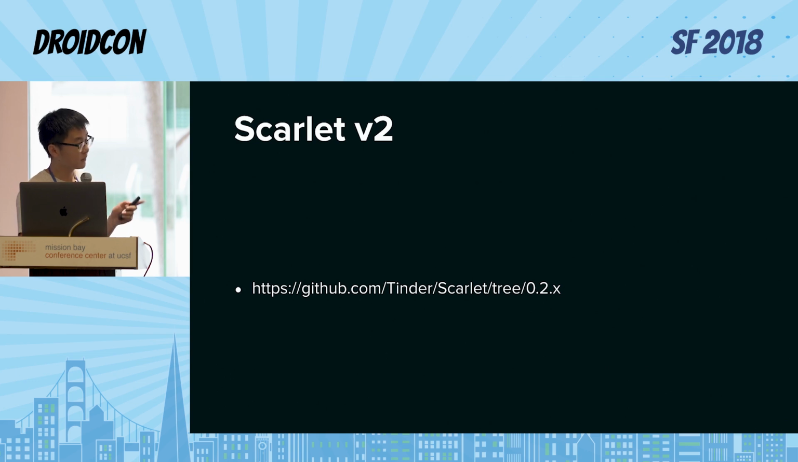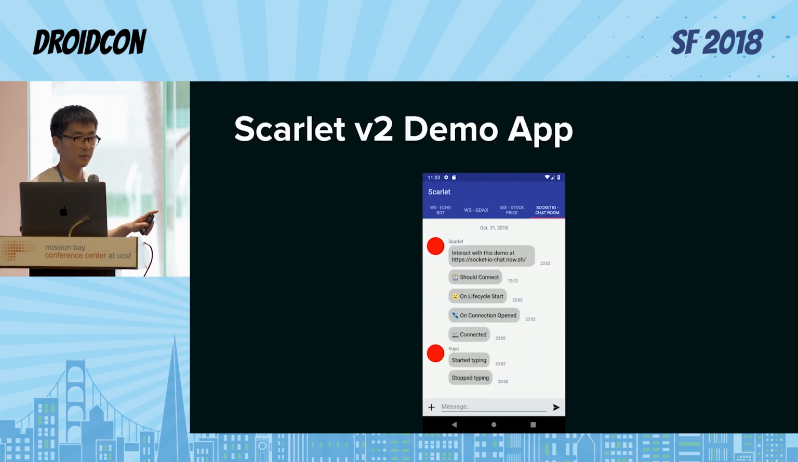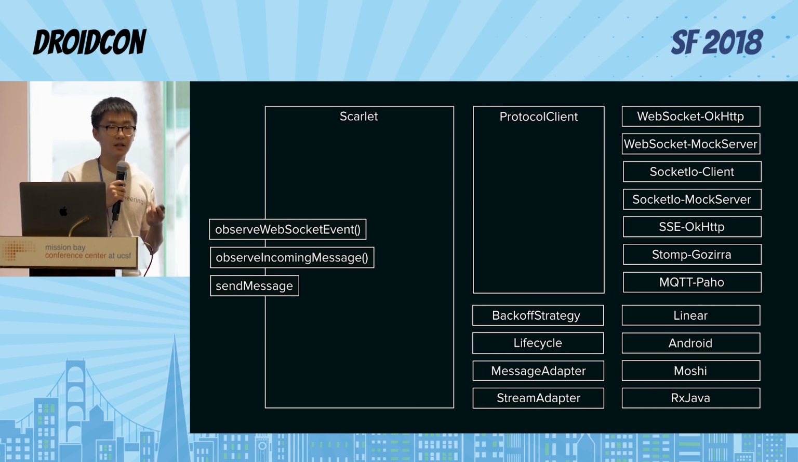Unfortunately, we don't have time to go deeper into the details, but I would love to discuss with you later after the talk. The source code is available on this branch, and it's been published to Jetpack. As you can see, we have different artifacts in V2. And please check out the demo app. We have added server-sent event and Socket.IO to the demo app. Here's a sneak peek into Scarlet v2. And I cannot wait to discuss it with you offline.